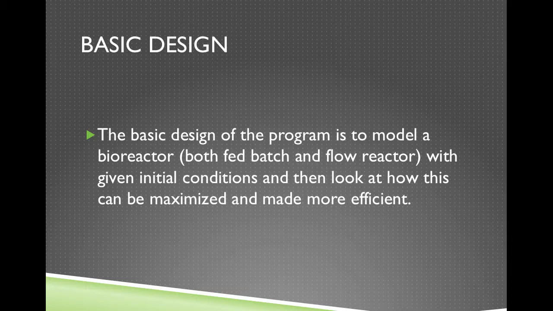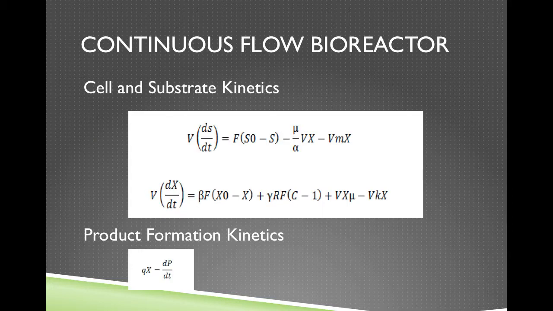The second is a flow reactor, which will continuously change over time. The final portion is going to be to maximize and find the most efficient conditions for the fed batch bioreactor. The overall design of the system is to run 3 different modules to scale up a bioreactor. The first module is going to deal with the continuous flow rate reactor.